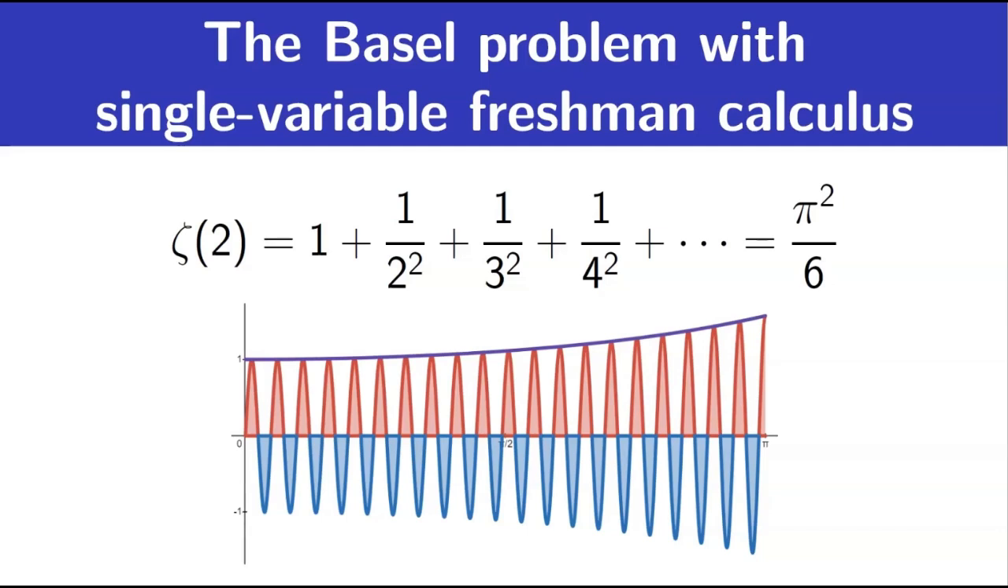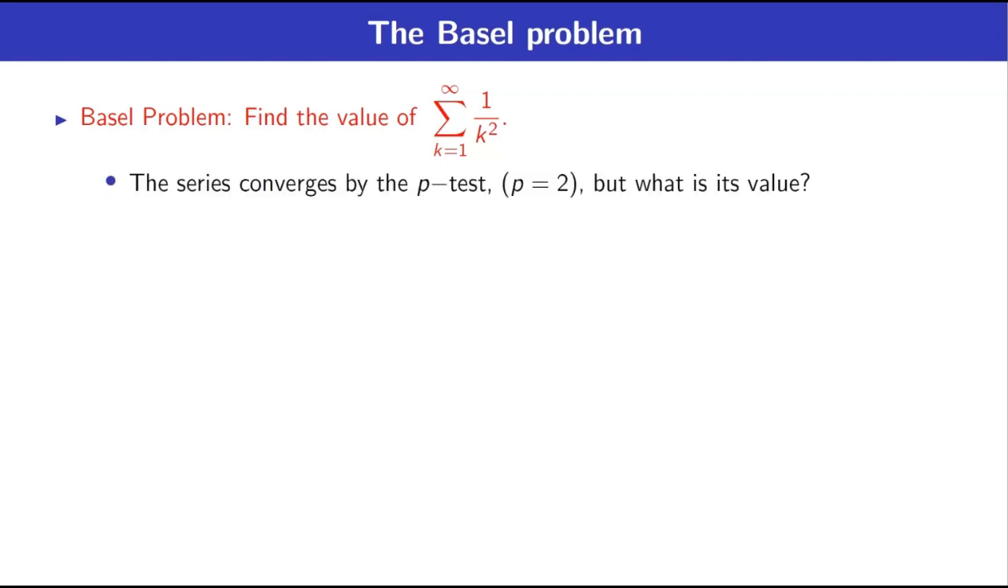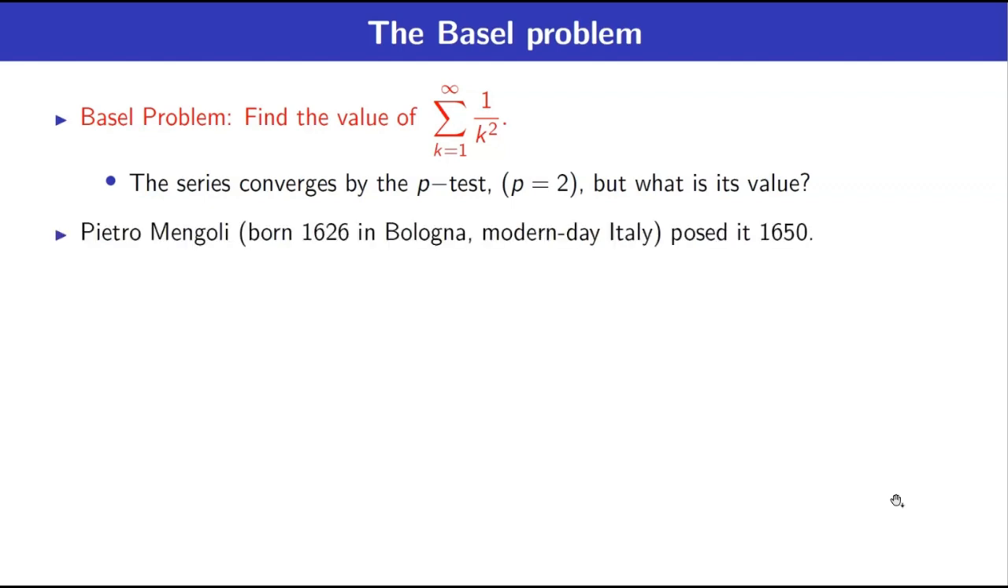Hello everyone. Today we're going to discuss the Basel problem with single variable freshman calculus. So what is the Basel problem? The Basel problem is to find the value of the sum of reciprocals of squares of the positive integers. It's evident that this series converges by the p-test when p equals 2, but what is its value? That's a much harder question.